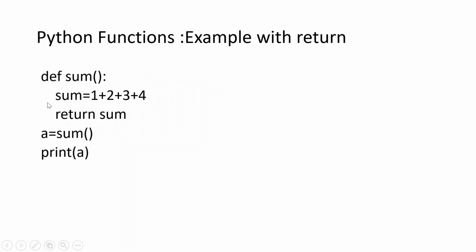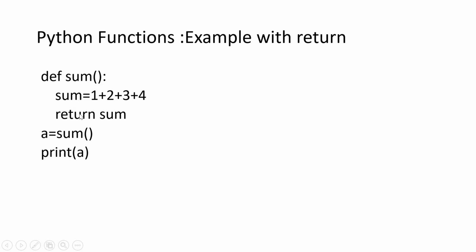Let's see one more example where we are returning data from a function. This is an addition of four values that will be assigned to sum, and that sum will be returned from the sum function. So this is the definition of that sum function, using the def keyword. The name of the function is sum, round brackets, colon. Inside it we have done the addition of four values, that is 1 plus 2 plus 3 plus 4, which is assigned to sum. So the total, 10, will be returned from this function.